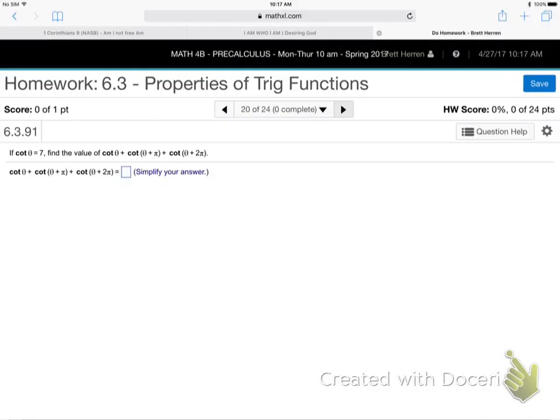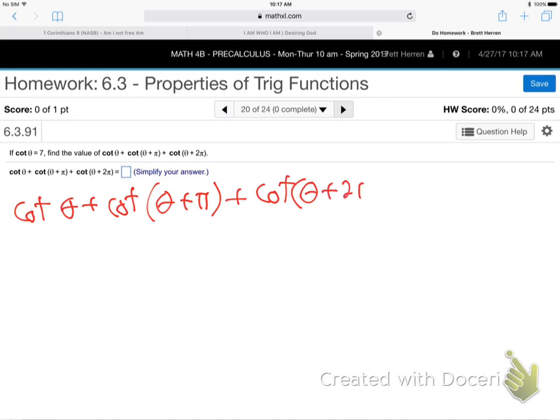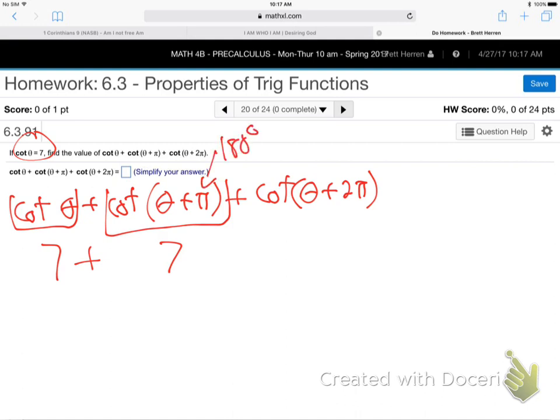It's a weird looking one. So cotan of theta plus the cotan of theta plus pi plus the cotan of theta plus 2 pi. Oh, and they're telling me up here, cotan of theta is 7. So this is 7. What do you think this is? Is it also 7? Yeah, it's also 7. Why? How do we know it's also 7? Because, what's pi? Yeah, we're all realizing the pi is 180. So remember, he repeats himself.